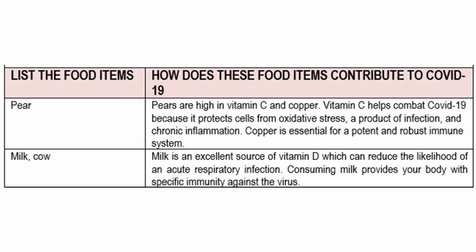Now, how do these food items contribute to COVID-19? For the pear, pears are high in vitamin C and copper. Vitamin C helps combat COVID-19 because it protects cells from oxidative stress, a product of infection and chronic inflammation. Copper is essential for a potent and robust immune system. For cow's milk, milk is an excellent source of vitamin D, which can reduce the likelihood of an acute respiratory infection. Consuming milk provides your body with specific immunity against the virus.